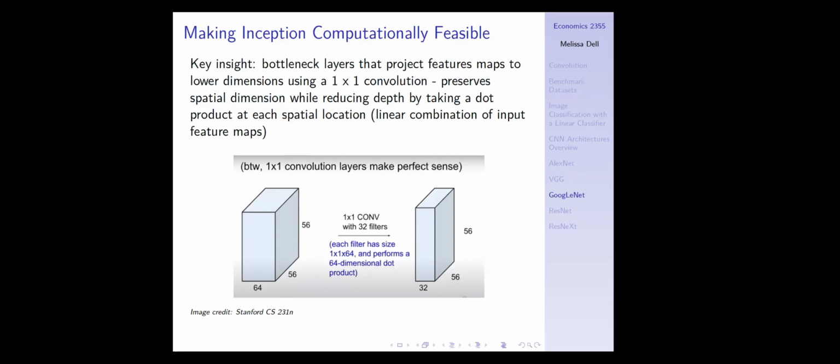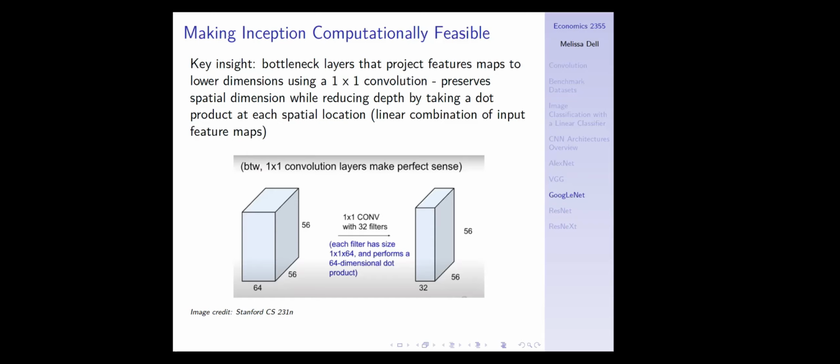And so what a 1x1 convolution does is it preserves the spatial dimension. That just means your filter is literally, if your input is of 64 depth, 1x1 by 64. And so you're not putting information together spatially, but you're essentially taking a dot product with the filter across the depth. And so you can preserve your spatial dimension while reducing depth by taking a dot product at each spatial location. So it's essentially a way to take a linear combination of your input feature maps.